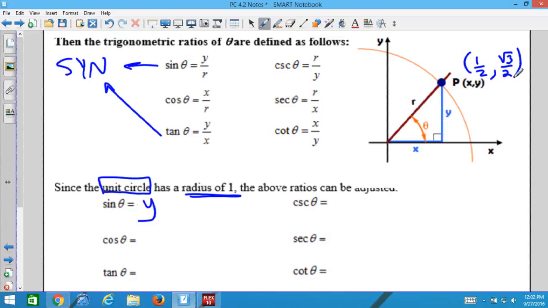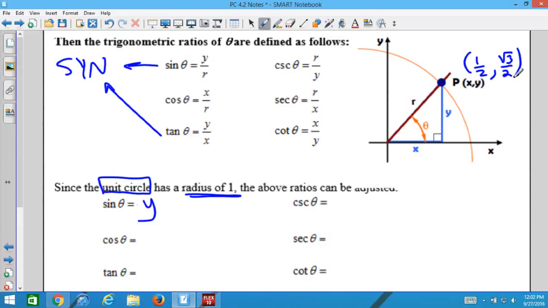So if that was the ordered pair, if we went over 1/2 and then up square root of 3 over 2, the radius would be 1 in that case. And if I were to find the sine of y, I would just say, oh, that's square root of 3 over 2. It's just the y value. So you don't have to put it over r because r is 1.